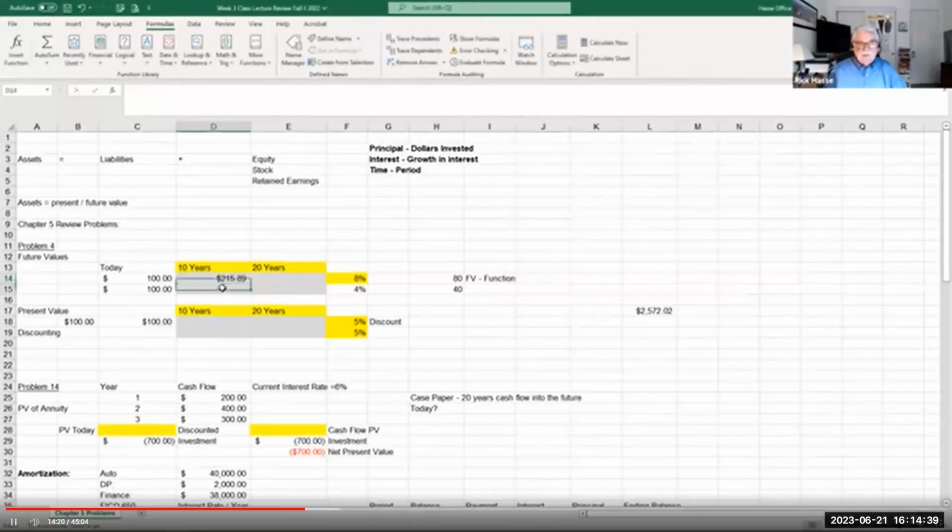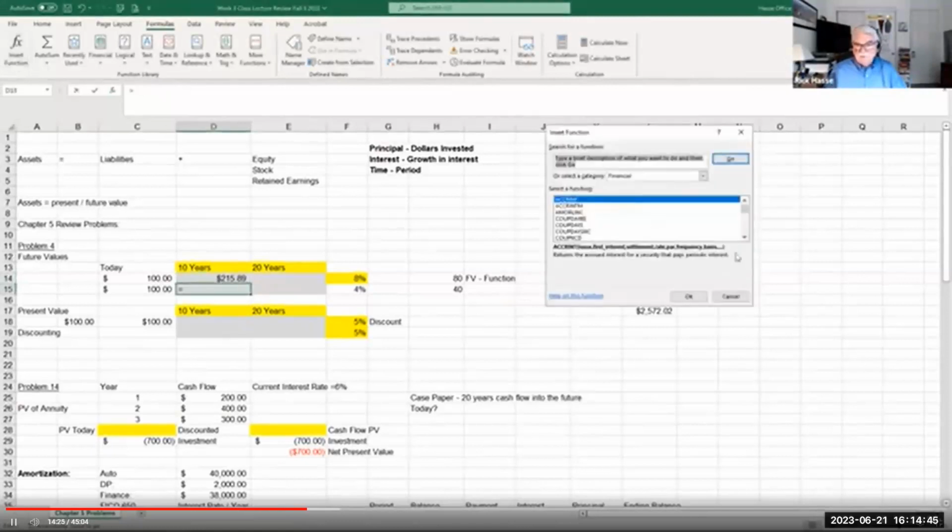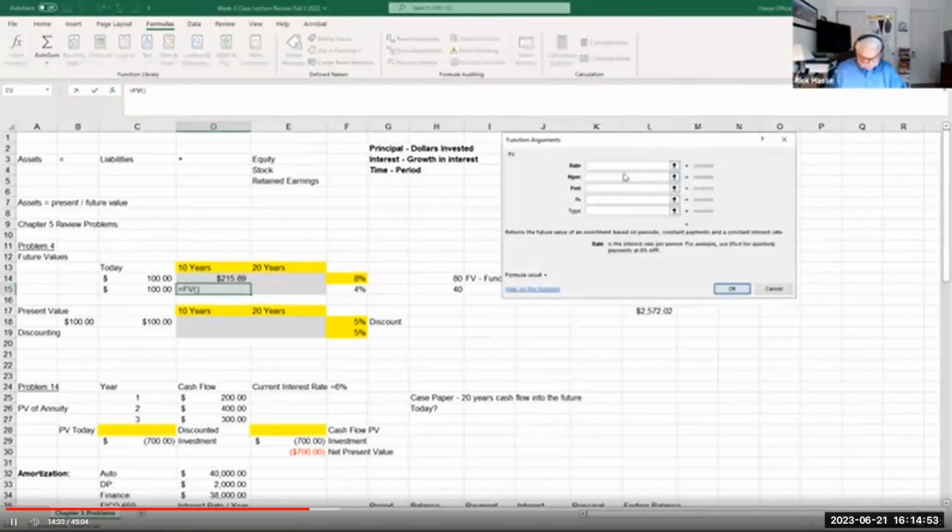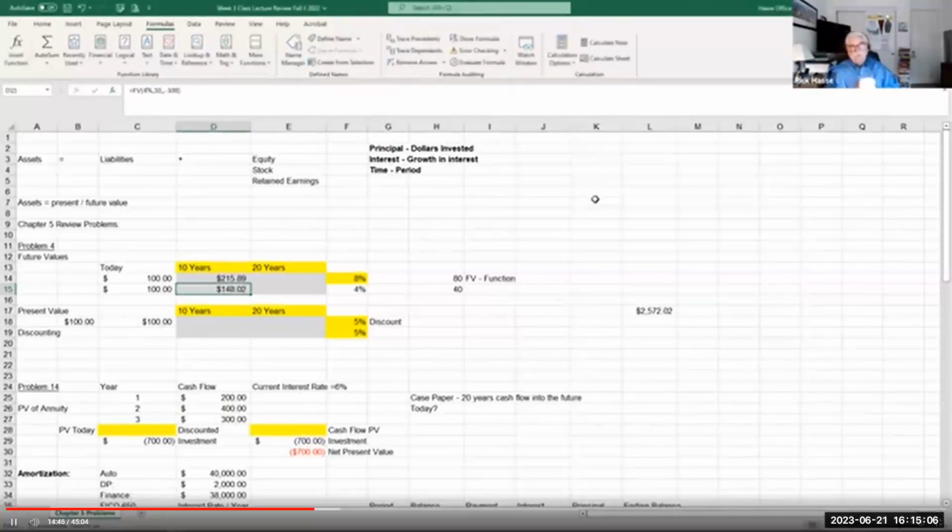Now, what would that value be if I had a lower interest rate? Same calculation, I just use different parameters. Financial, FV. Now the interest rate is not 8%, but 4%. I just type in an interest rate of 4%. Still 10 periods, and still the present value is minus 100. And notice I get $148.02. So $100 plus 4%, compounded 10 times, I get $148.02.